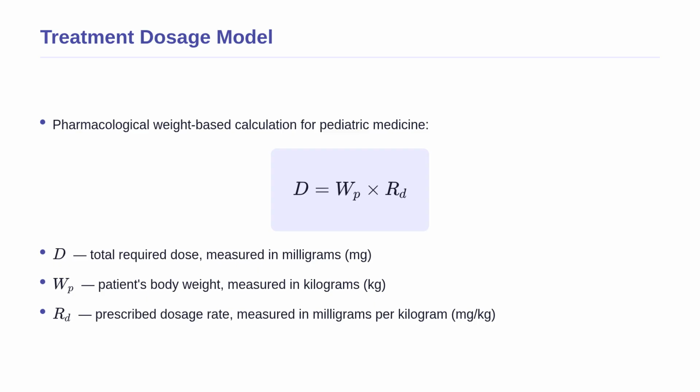This formula ensures the drug concentration is high enough to paralyze the tapeworms without causing unnecessary toxicity to the child. If the patient's weight increases, the required dose increases proportionally to achieve the exact same paralyzing effect on the parasites.